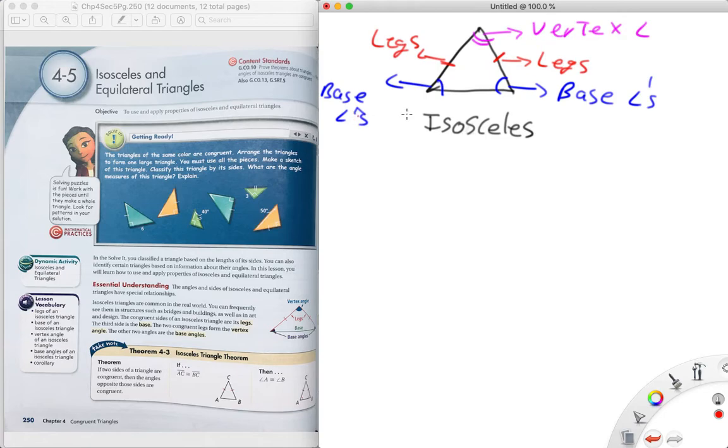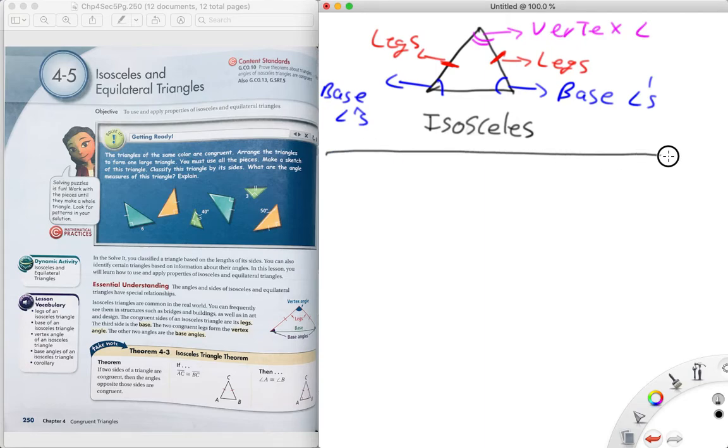An isosceles triangle is a triangle with a pair of congruent sides. The angles opposite those congruent sides are called the base angles, the angle that is not opposite the congruent sides is called the vertex angle, and the congruent sides are called the legs.